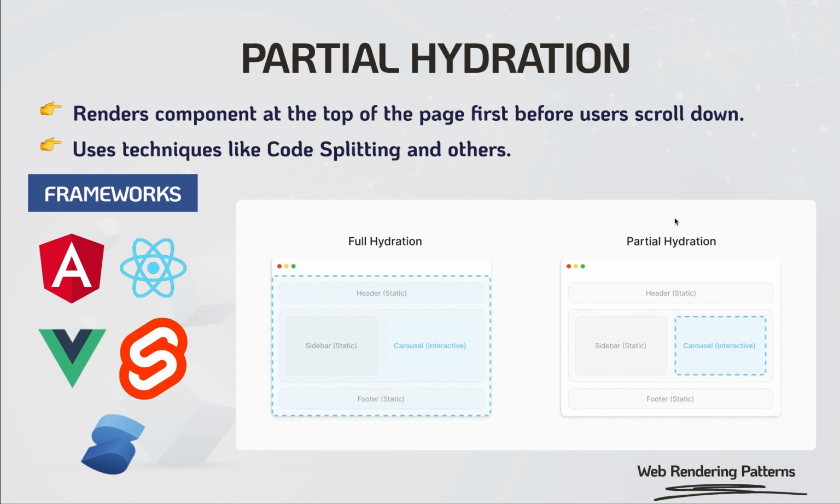So let's say, for example, not every part of your web app is dynamic. We have the header here, which is static, the sidebar, which is static, and the footer. We can just run the hydration process for the carousel, which requires some JavaScript interactivity. And this is going to make it much better and faster compared to the normal hydration process. As far as I know, all major frameworks support partial hydration and features like code splitting.